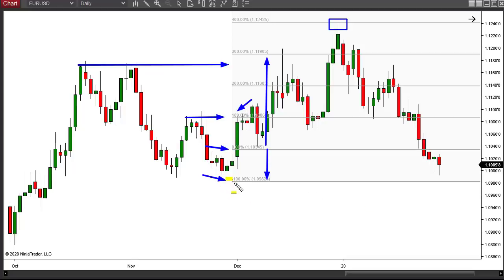So if we get stopped out, that's our full stop out. If it gets up here, we've got a 1 to 1 risk reward ratio. If we get up here, we've got a 2 to 1 risk reward ratio. If we get up here, 3 to 1 risk reward ratio. Up here, 4 to 1 risk reward ratio.